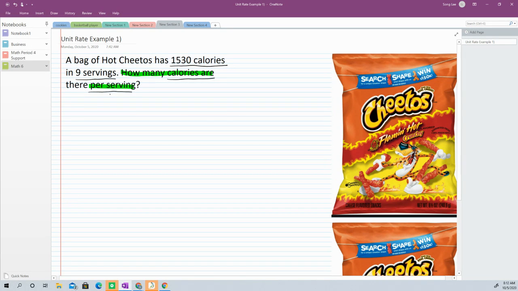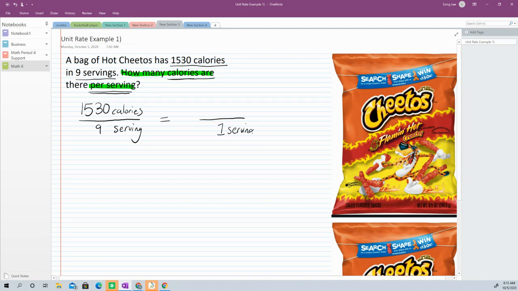1,530 calories in 9 servings. And what we learned is that we can write a ratio, 1,530 calories per 9 servings. This is a ratio because it's a comparison between two numbers. We're comparing 1,530 calories with 9 servings. And what we want to find is how many calories are there per serving. So we're trying to find how many calories for one serving.